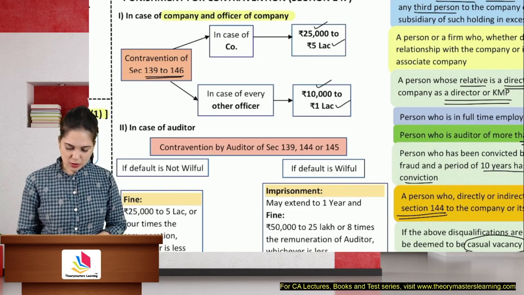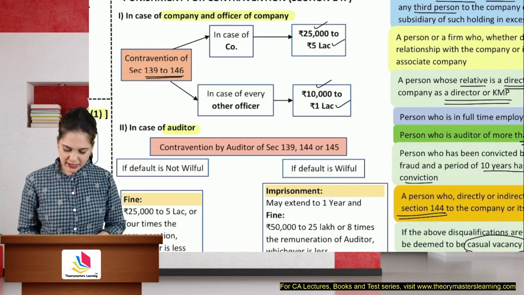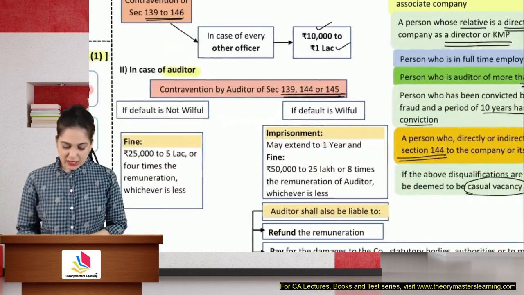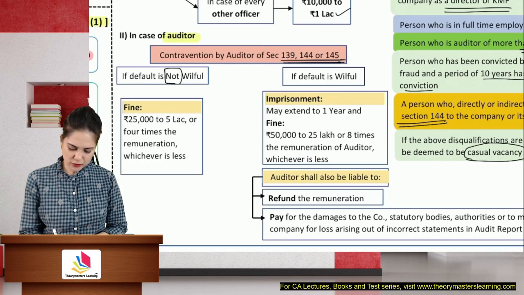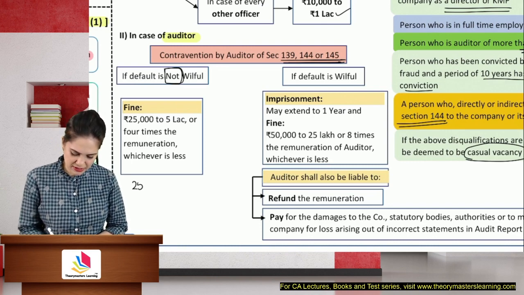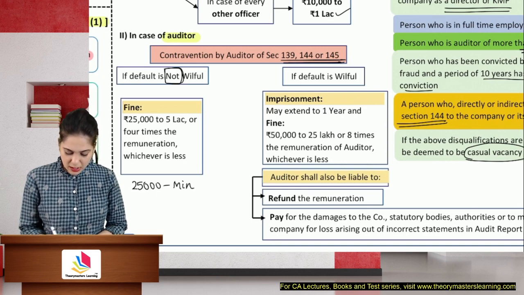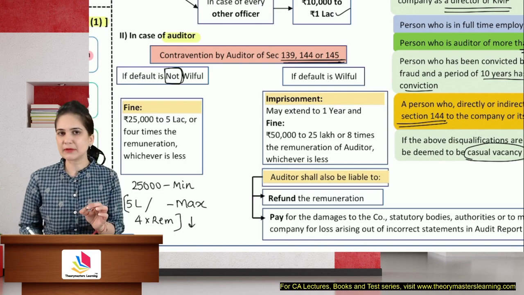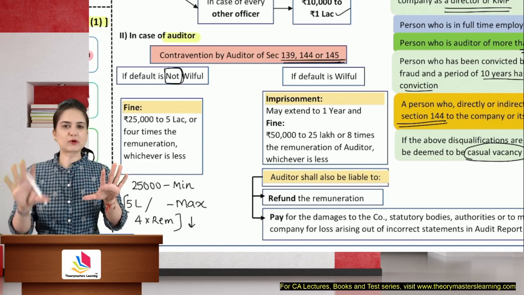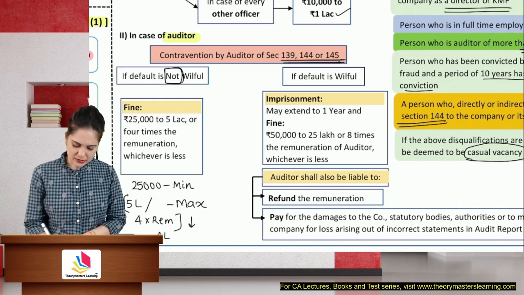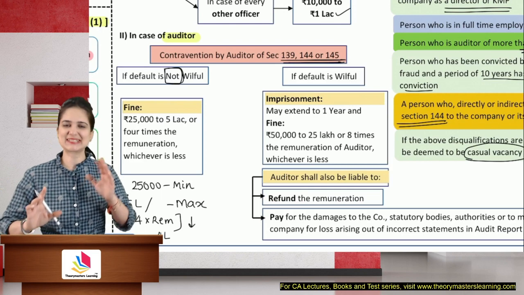If the auditor has contravened any of the sections like 139, 144 and 145, if the default is not willful, okay, you have not done it willfully, then fine will be 25,000 minimum. Maximum, it will be 5 lakhs or 4 times the remuneration, whichever is less. So for the maximum limit, we will consider 5 lakh rupees, calculate 4 times the remuneration, whichever is less, that is the maximum amount of penalty. So let's say 4 times the remuneration comes to 4 lakh rupees. So 5 lakhs and 4 lakhs, whichever is less, that is the maximum.